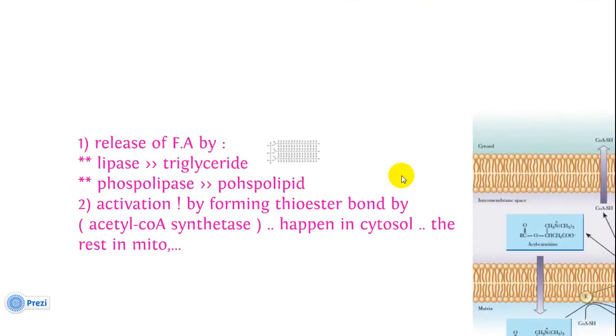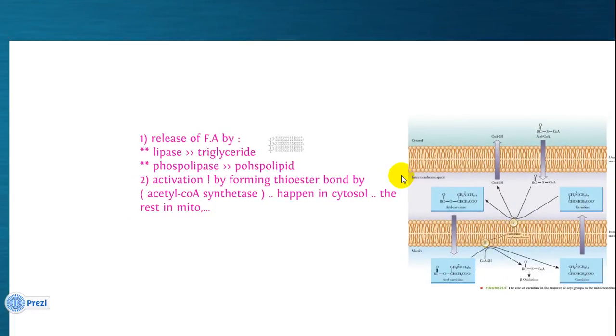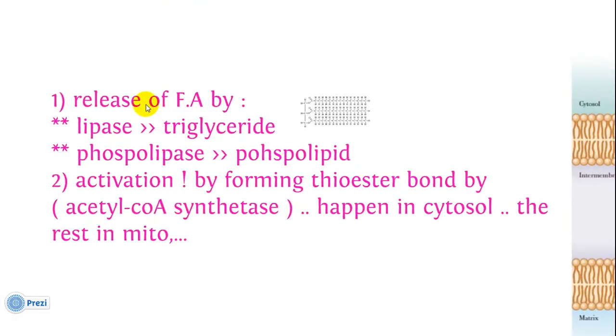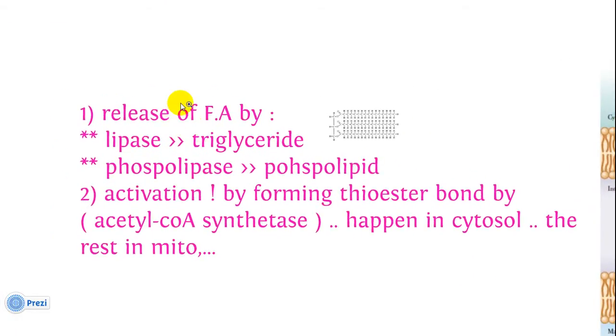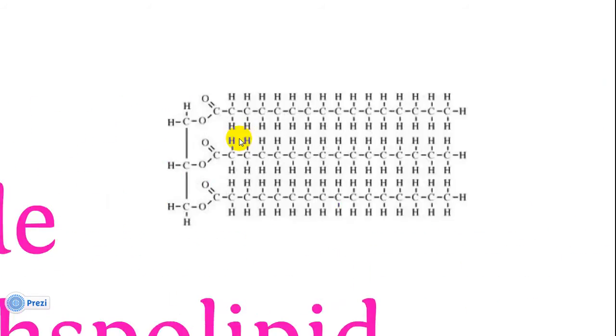Before entering the beta oxidation cycle, we need to know a few details. The release of fatty acid is done by 2 enzymes. The first enzyme is called lipase. It releases the fatty acids from triglyceride. The second enzyme is called phospholipase. It releases the fatty acid from phospholipid. What I'm talking about, let's see it in this figure.